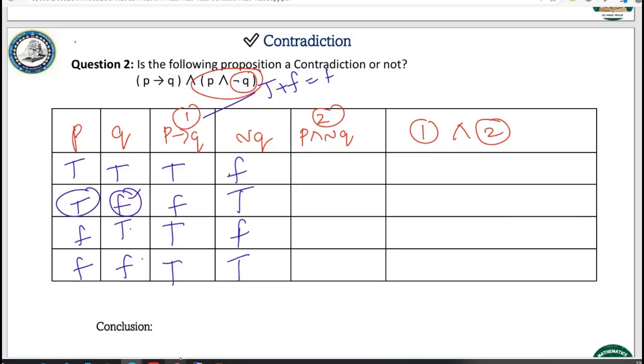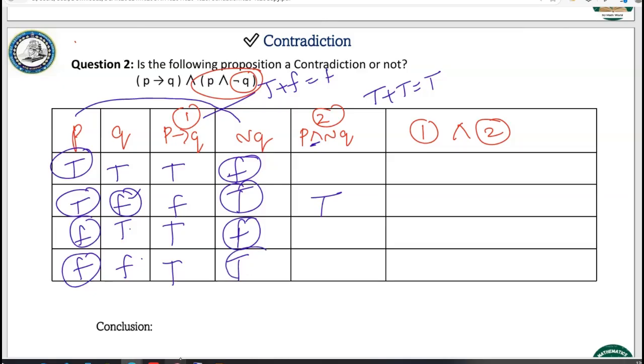Now we have to check for P and negation Q. For the first and fourth column, we have to check for and. And is T and T will give you T. We'll just check. We have T and T, no. We have T and T, yes, we have T. Then we have T and T, no. We have T and T, no. So only one is T. The remaining will be F.